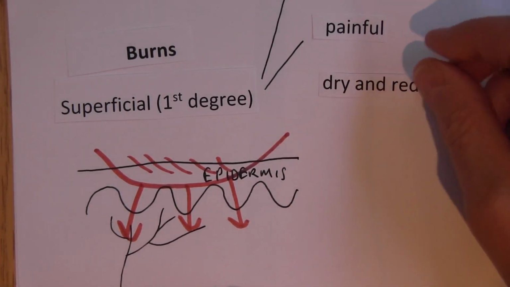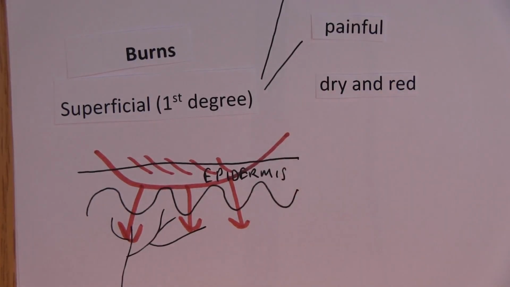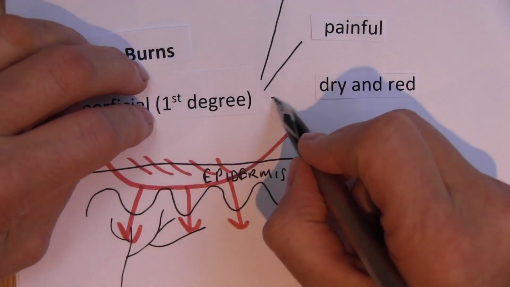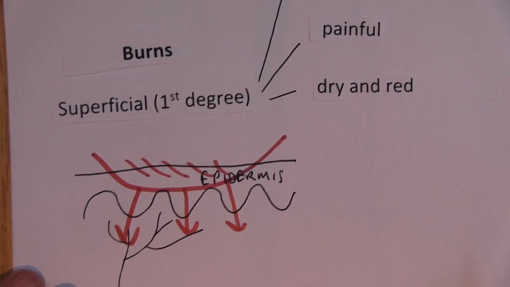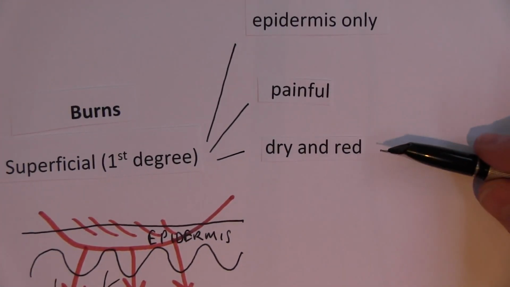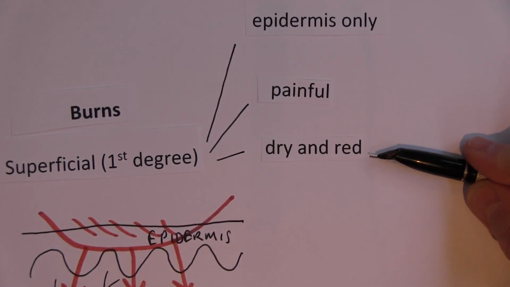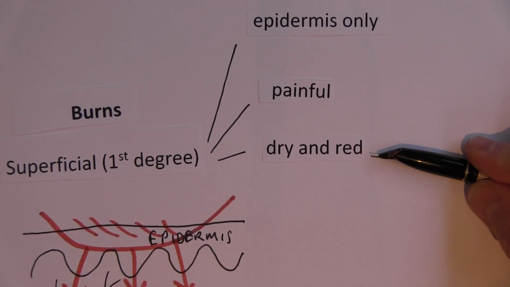And they also tend to be dry and red. Now the reason they're red is fairly obvious, because it's part of the inflammatory response. Heat, pain, redness, swelling is what we expect in the inflammatory response.